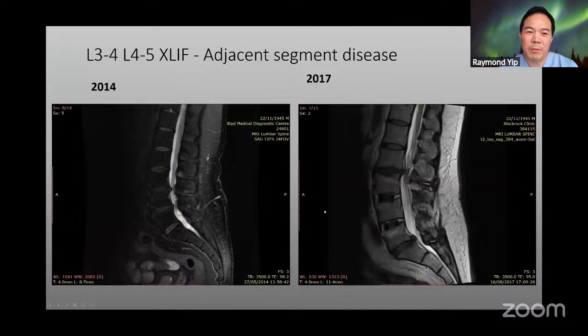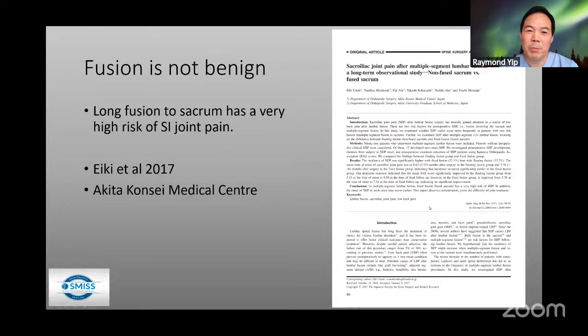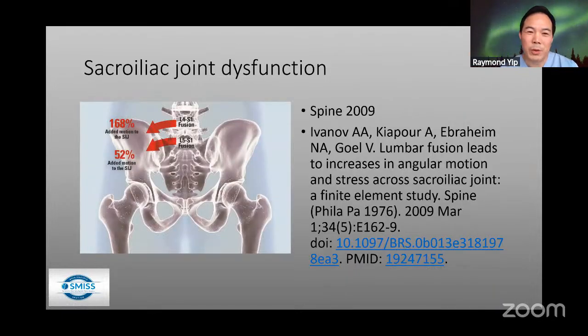This is an example of one of my patients. I did a spinal fusion in 2014, and by 2017, adjacent segment disease is very apparent. So we're creating a problem. Another patient with a 2-level spinal fusion developed distal adjacent segment disease. So it's not benign. We know that if we perform a spinal fusion, the loading to the sacroiliac joint distally increases, and proximally, there's also increased loading.